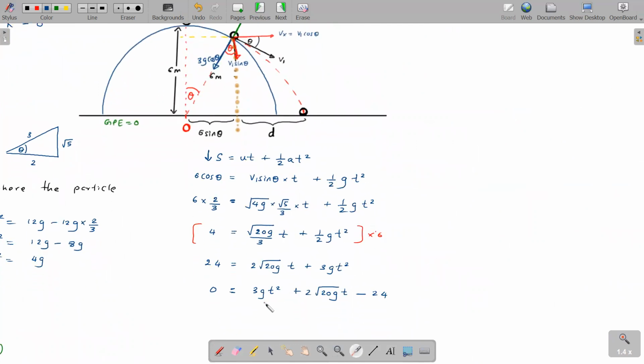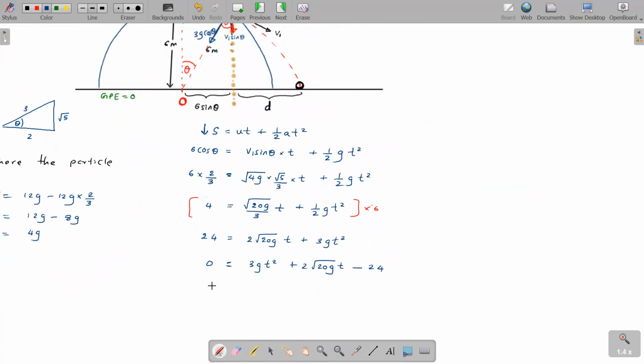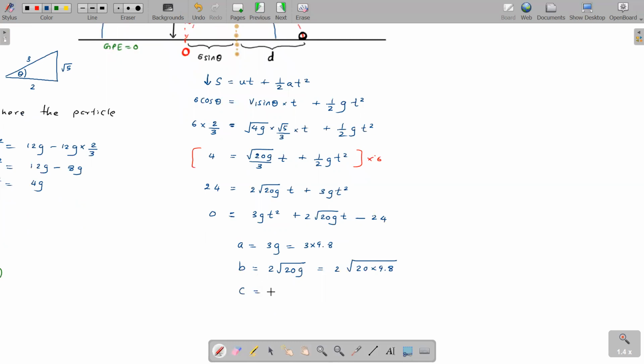So at this point, when you use g as 9.8, you can get a quadratic equation, type ABC in the calculator, and get the answers for the quadratic equation. You can directly type the coefficients in the calc. A is 3g, which is 3 into 9.8. B value is 2 root 20g, which is 2 times root of 20 into 9.8 inside the root. And your C value is minus 24. You don't need to write the ABC, I just wrote it to make it clear to you.